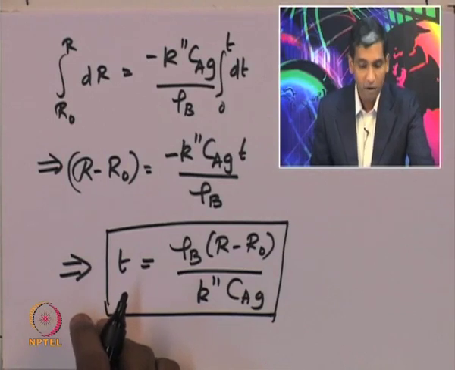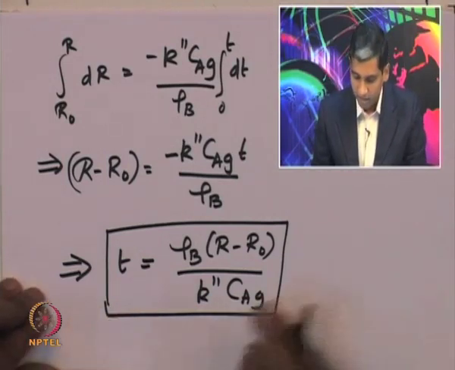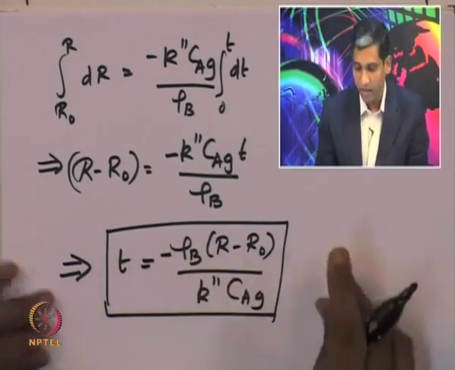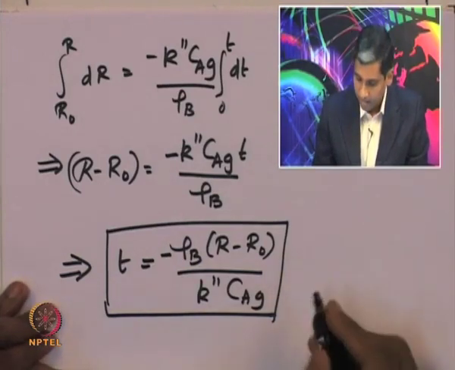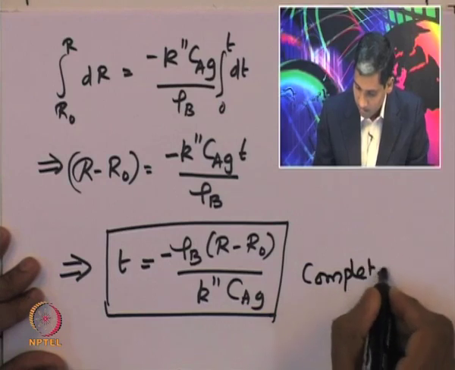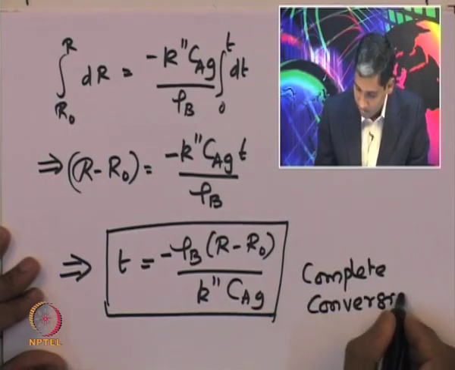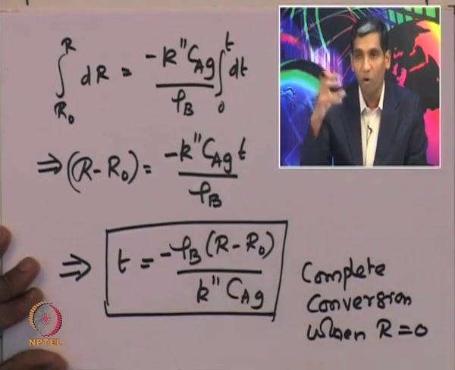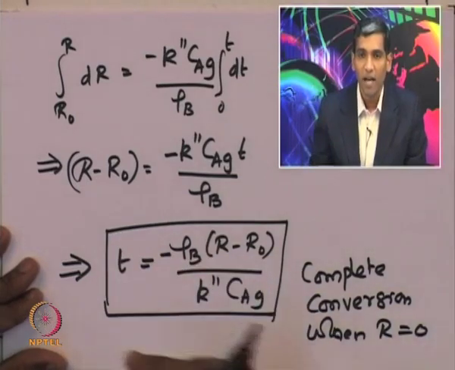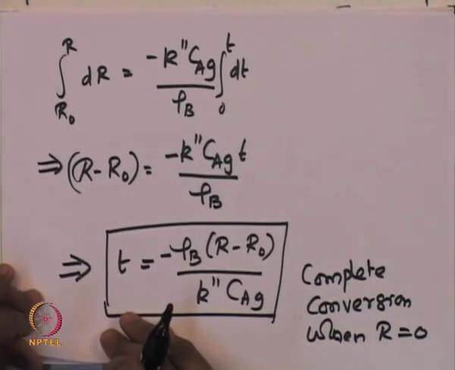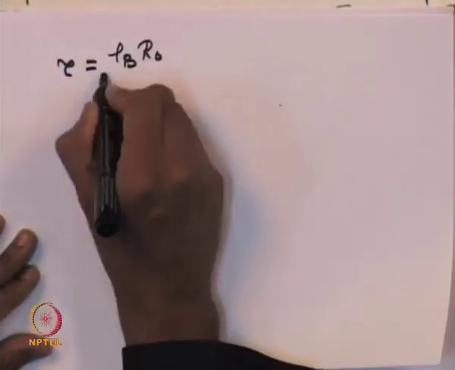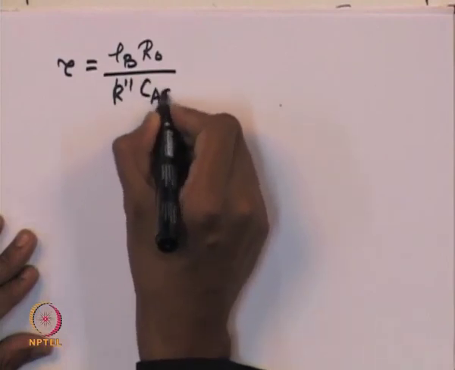Now, what is the time taken for reaching complete conversion? The complete conversion can be achieved when r is equal to 0. So, there should be a minus sign here. When r equal to 0, all of the solids which is present in the core has actually completely reacted. So, now with that we can find the time required for complete conversion. If tau is the time required for complete conversion, that is given by rho_B into R naught divided by K double prime into C_AG.